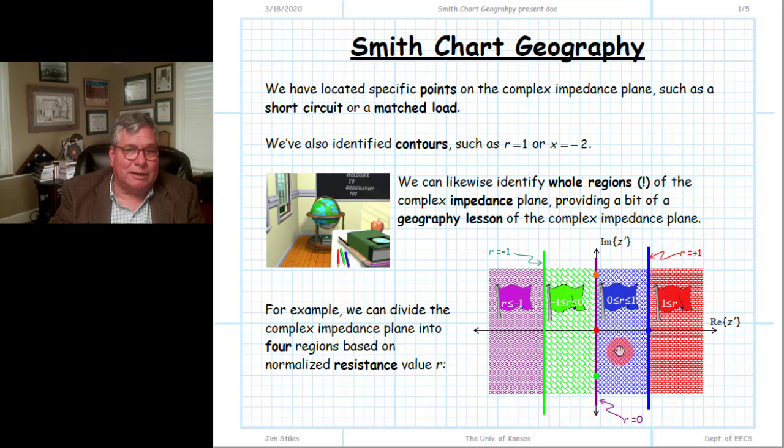But of course, they're not going to look like this sort of rectangular region that we have, because the mappings of our straight boundaries, horizontal and vertical, onto the complex gamma plane are circular. We find that these regions are going to be more interesting in their geography.